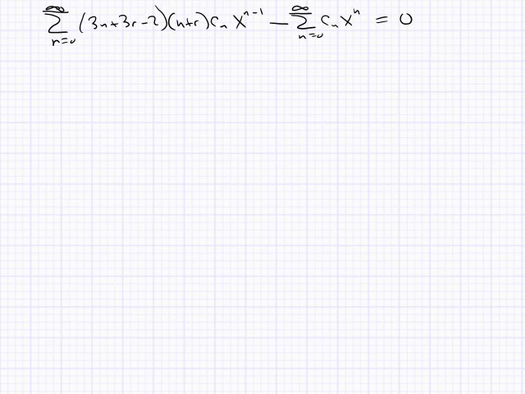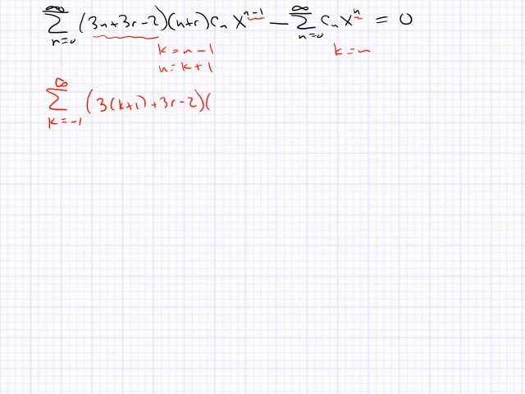So now we're at this point. Again, here's the 3n plus 3r minus 2. All right, so we let k equal n minus 1, so n equals k plus 1. That's based off of this, and here k equals n because of this exponent here. So we end up with the sum of k equals negative 1 to infinity of 3k plus 1 plus 3r minus 2 times k plus 1 plus r c sub k x to the k minus the sum of k equals 0 to infinity of c sub k x to the k.